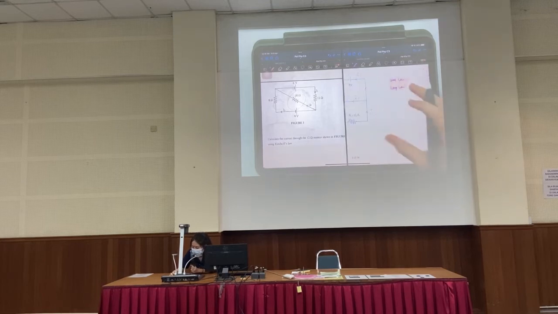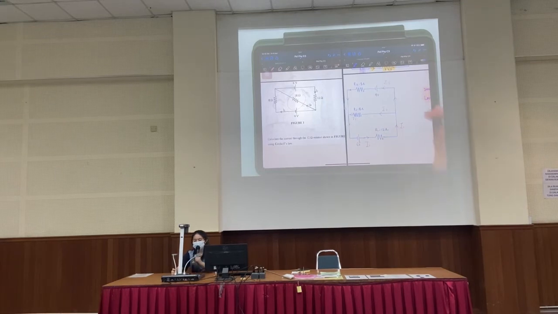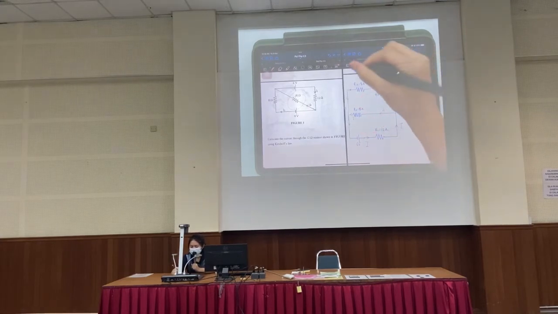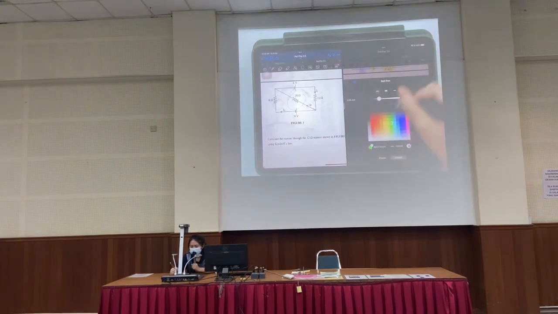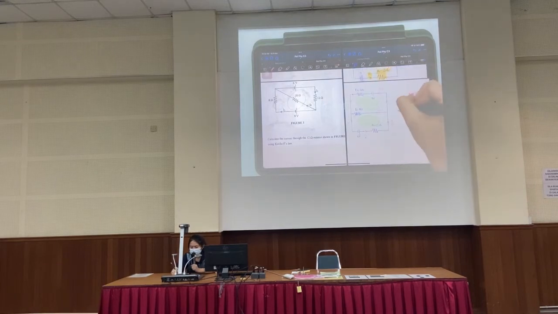So now we are going to look at the second law, the loop law. We can choose two loops. So now I will choose this loop and this loop. And the same, we have to label the direction of the loop first. I will choose anti-clockwise. I label the first loop.